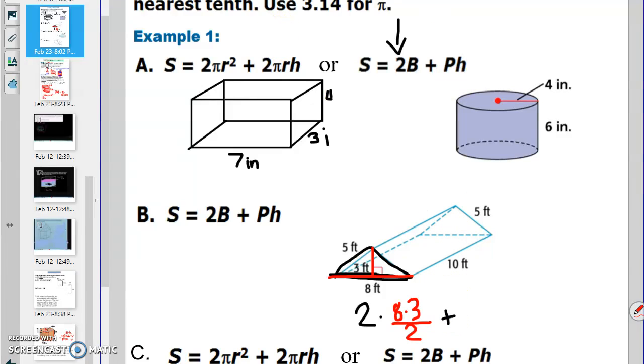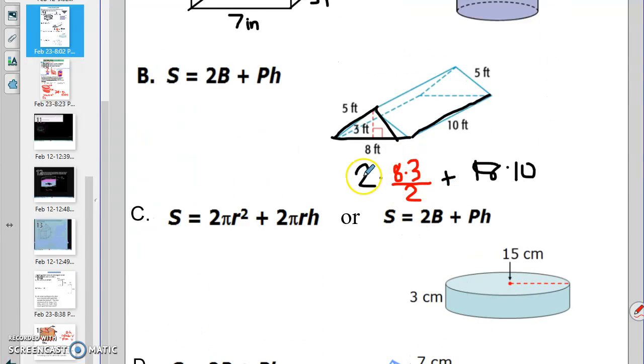perimeter of the base. And perimeter of the base is the perimeter of the triangle. So that would be 5 plus 5 plus 8, which is 18. And then height is height of the prism, and this prism is on its side. Its height is actually 10. So I'm going to simplify this. The 2's cancel out, and that would be 24.